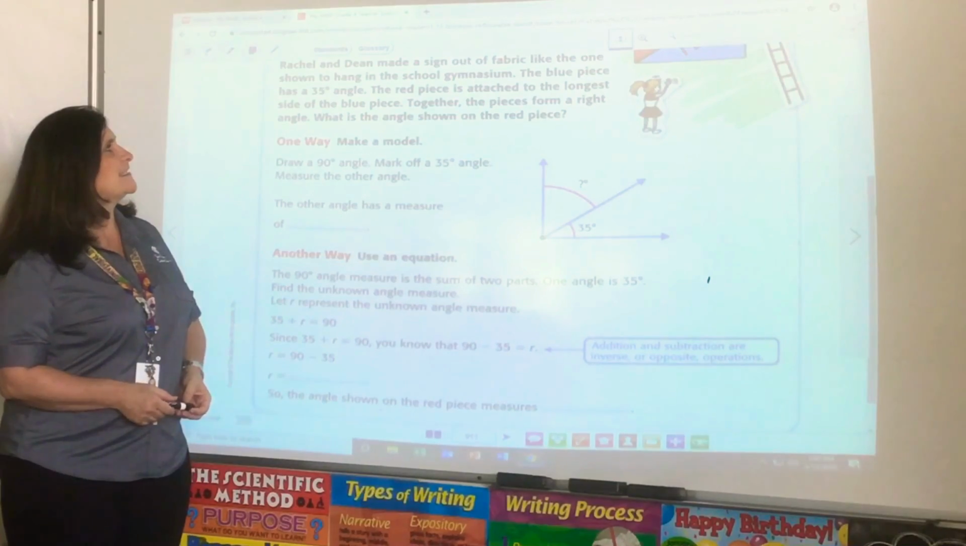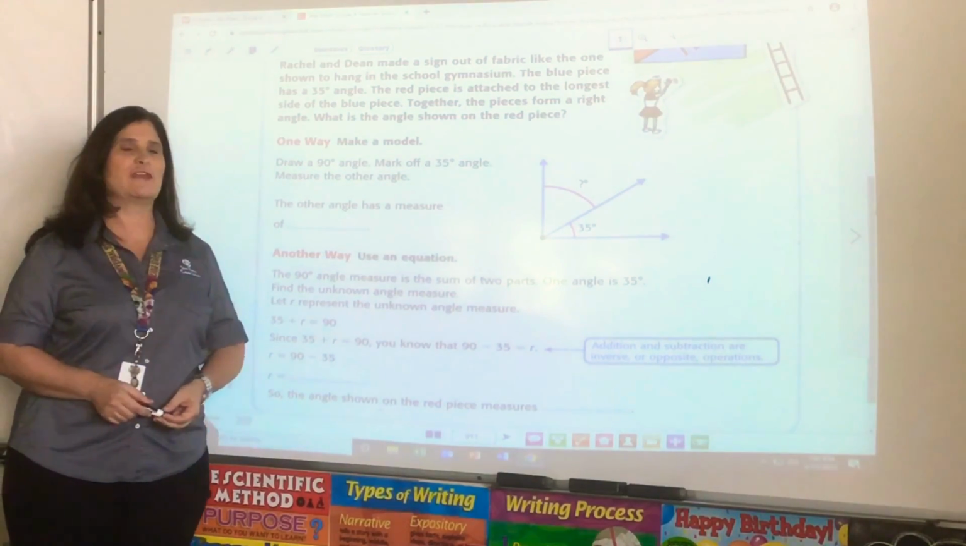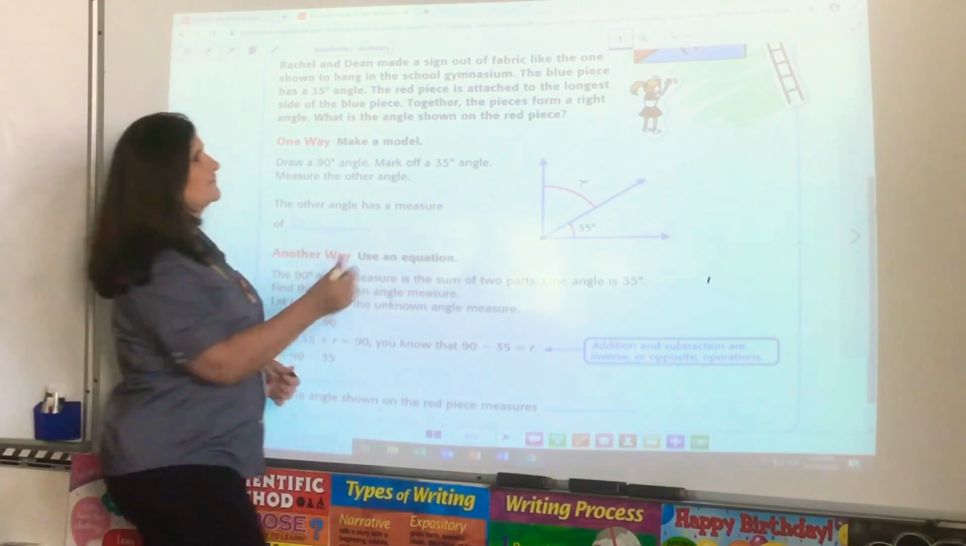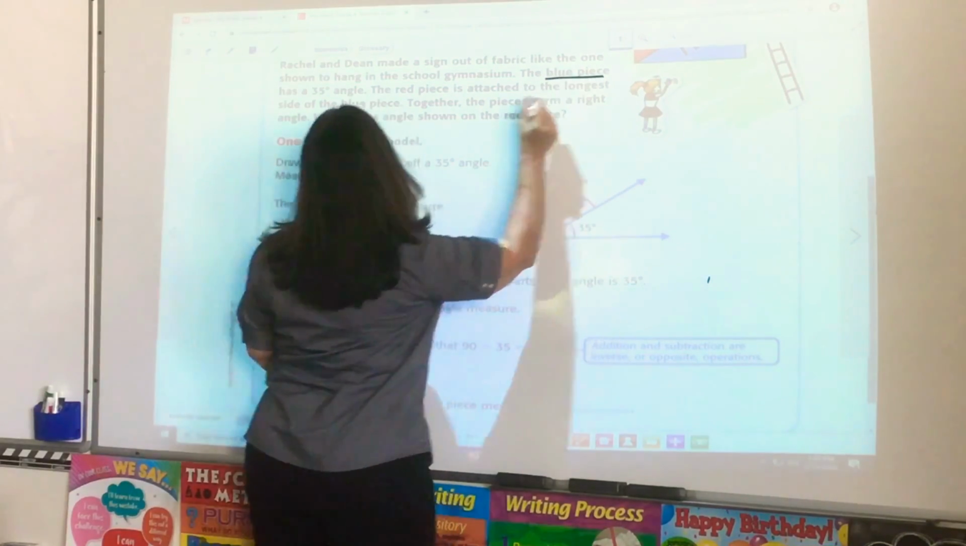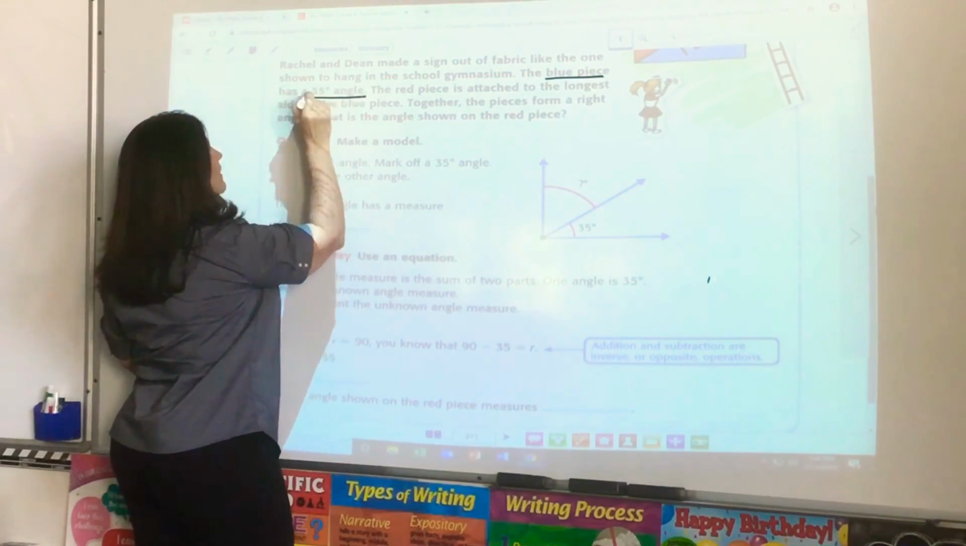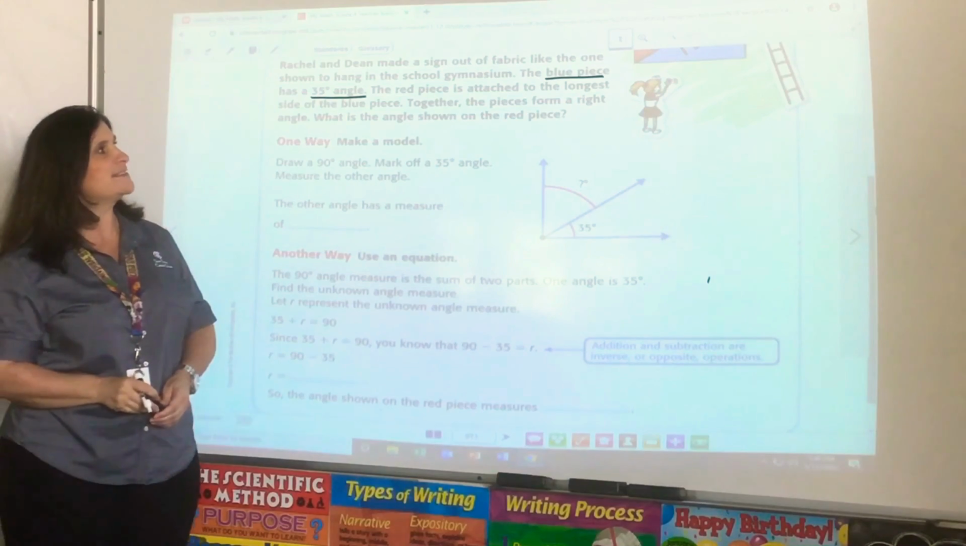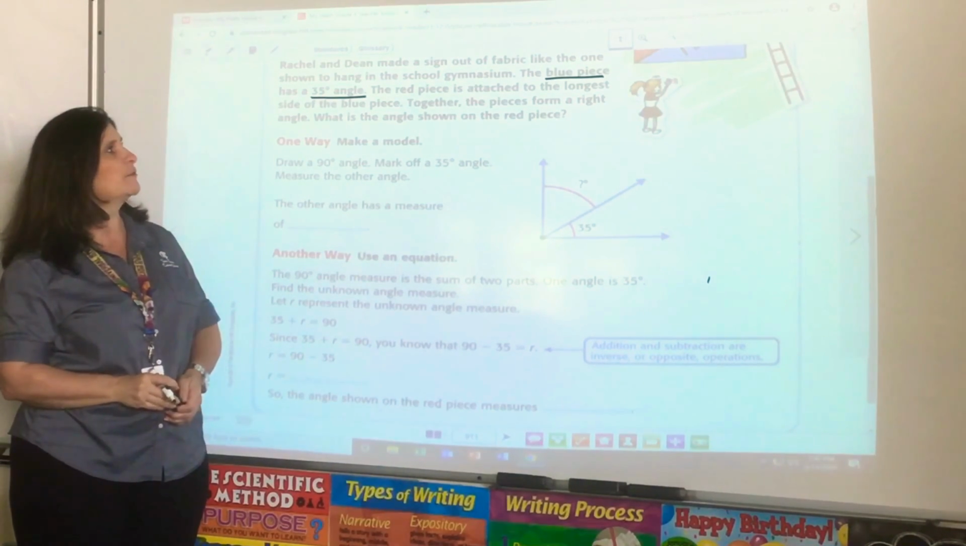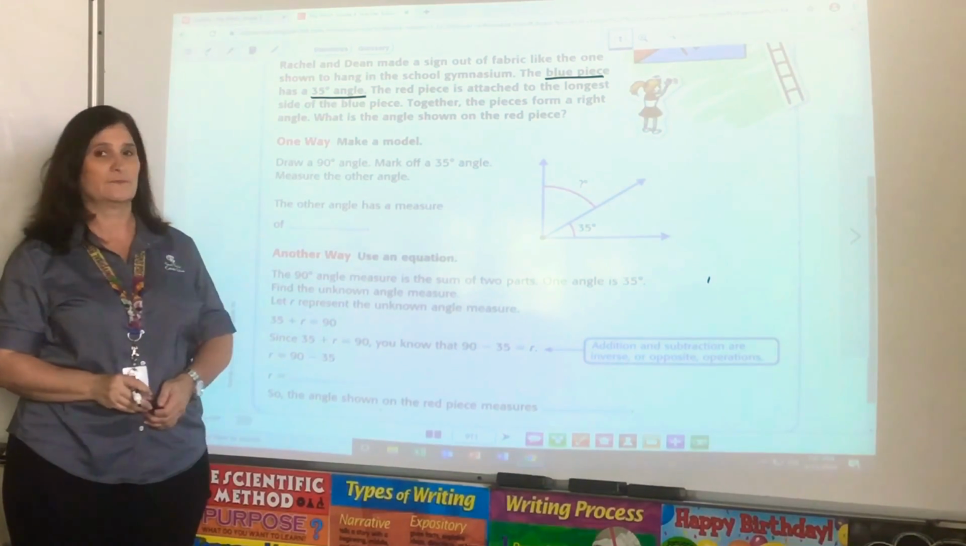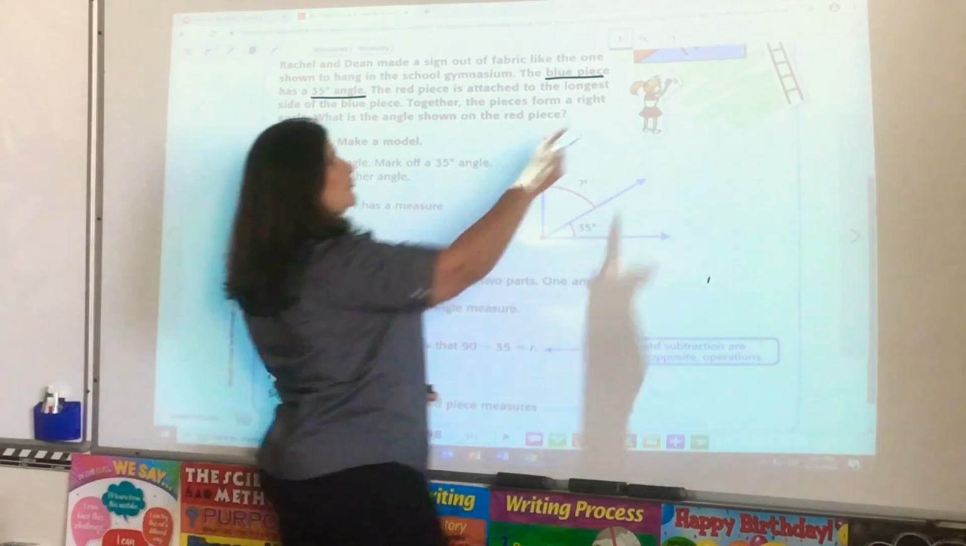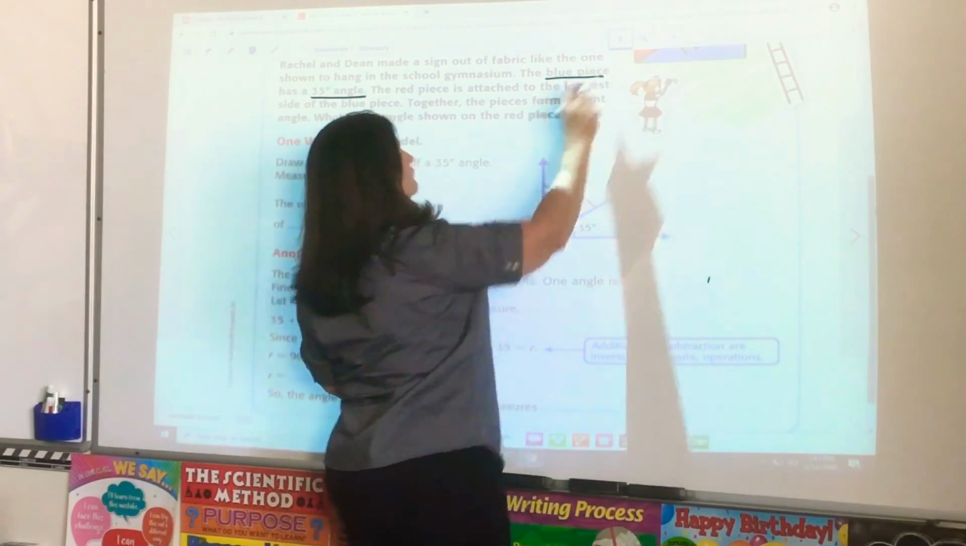The blue piece has a 35-degree angle. So they're already telling us. The blue piece has a 35-degree angle. The red piece is attached to the longest side of the blue piece. Okay, so we have the blue piece here, 35 degrees. Here's the red piece.